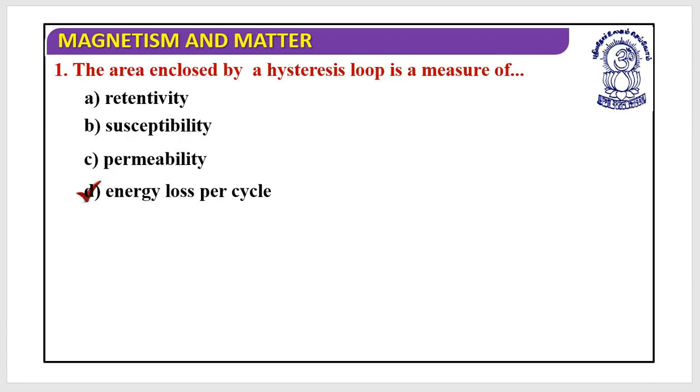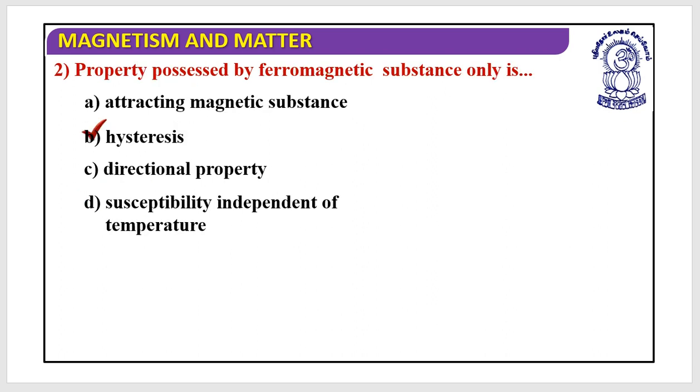So let's have a look at the question. It says the area enclosed by a hysteresis loop, what does it measure? It measures energy loss per cycle per unit volume. Great. Let's look at the next question. It says, property possessed by a ferromagnetic substance only is. Yes, this is the property possessed by the ferromagnetic only. It's hysteresis. You are not going to plot a hysteresis curve for any other material.